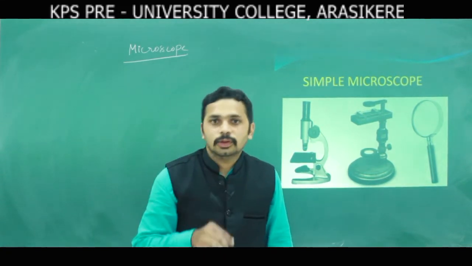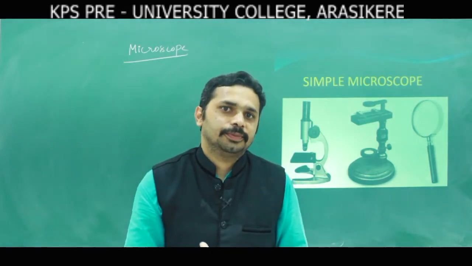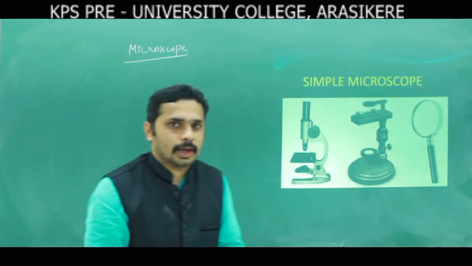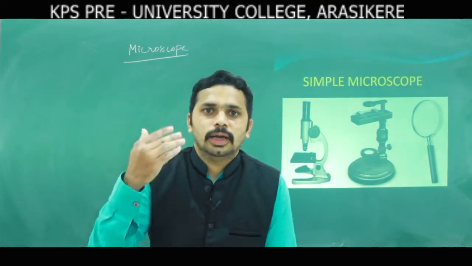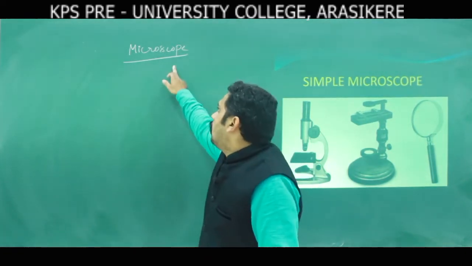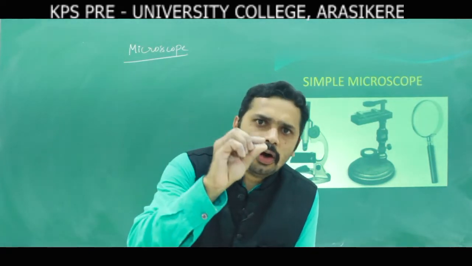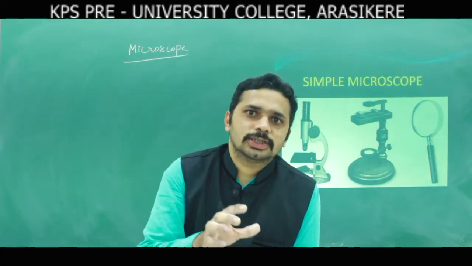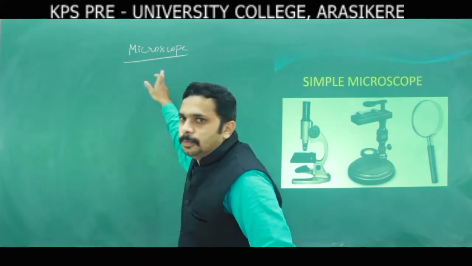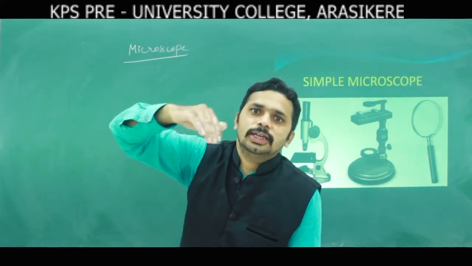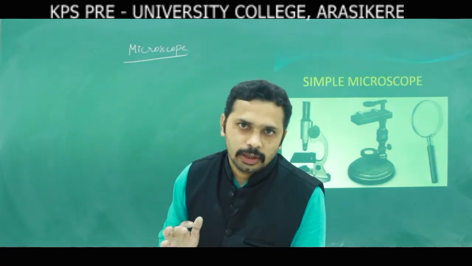Dear students, now we are going to discuss the artificial optical instrument, that is microscope. What is microscope? A microscope is an optical instrument to see the small objects or tiny objects to make the magnified image. So microscope is an optical instrument to see the magnified images of the tiny objects. You got it? Is it clear?